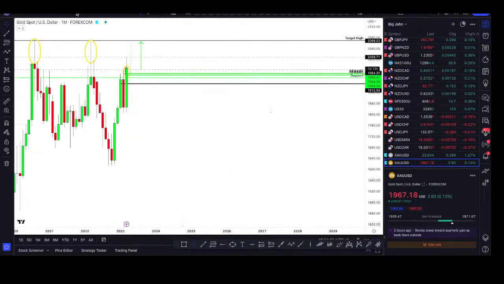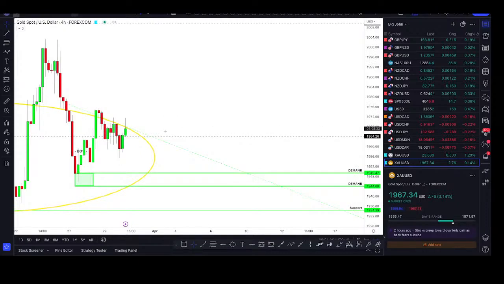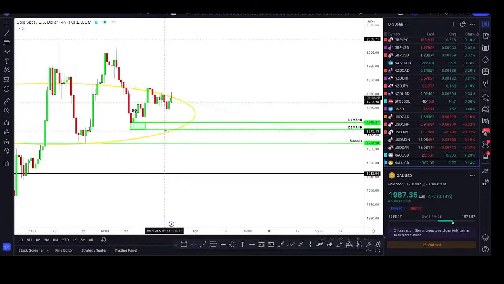So let's go down to the lower time frame. I want to see if it respected my levels that I drew. I think it did. I'm going to go check ADCHF in a bit. So yeah.